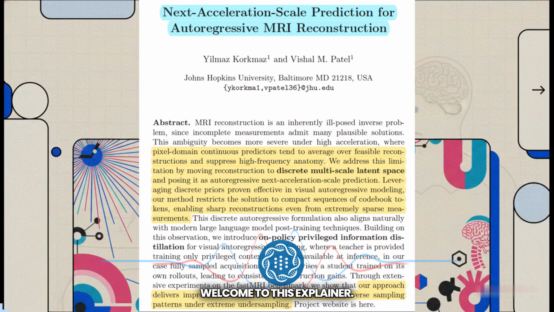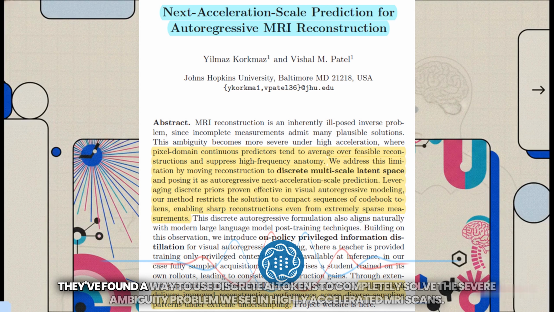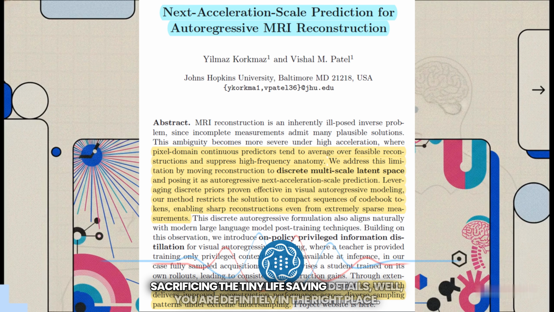Welcome to This Explainer. Today, we're breaking down an absolutely fascinating breakthrough out of Johns Hopkins University. They've found a way to use discrete AI tokens to completely solve the severe ambiguity problem we see in highly accelerated MRI scans. Now, if you've ever wondered how we can make medical imaging drastically faster without sacrificing the tiny, life-saving details, well, you are definitely in the right place.